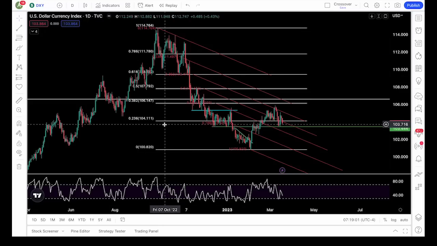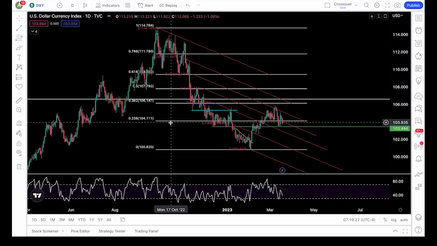DXY closed back below the 23.6 fib level at 104.1. It closed below. That is bearish. So be careful, guys. Keep an eye on the DXY. As long as it stays below 104.1, this could be a sign of bearishness for the DXY, which could be a sign of bullishness for the SPY.